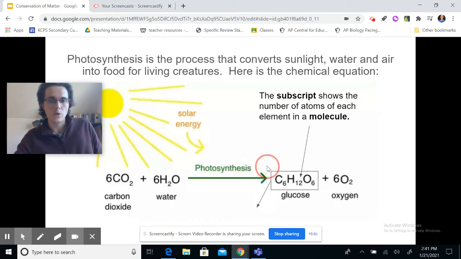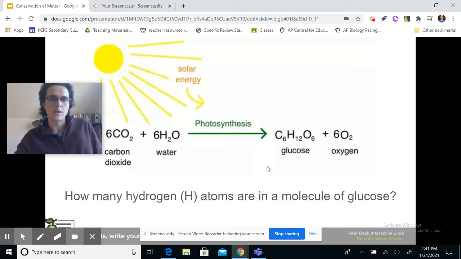So the question that you need to be able to answer is just the number of atoms of each element. And all that takes is looking at the subscript. So how many hydrogen atoms are in a molecule of glucose? The answer is 12.